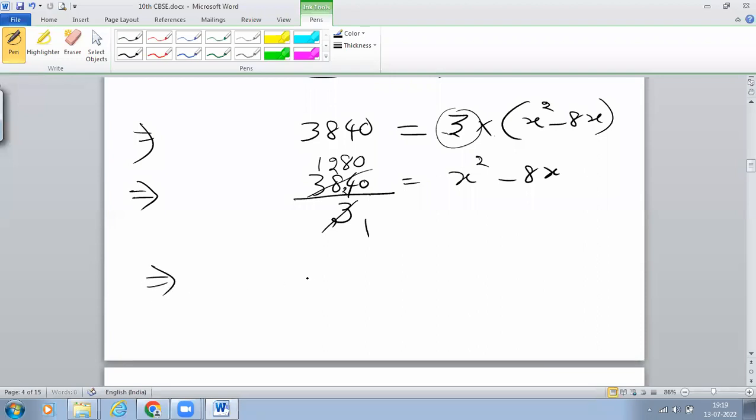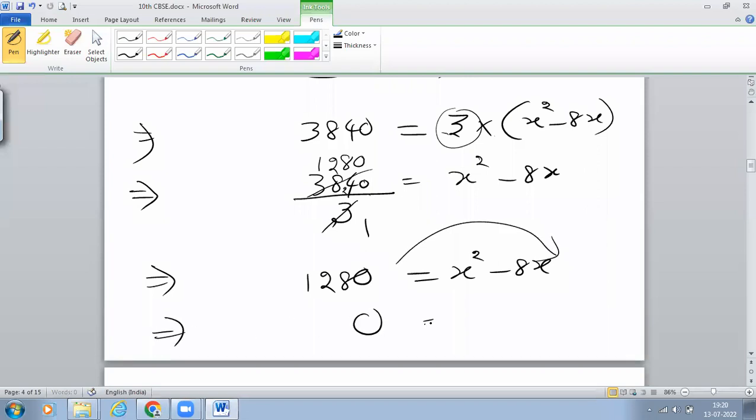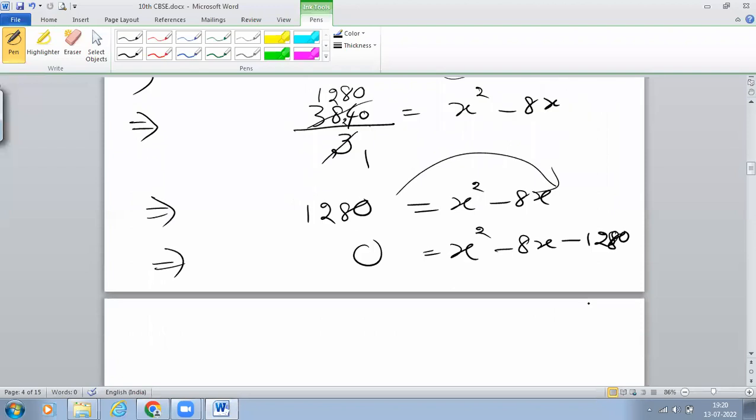Therefore, what we got? 1280 divided by 1 is 1280, which is equal to x square minus 8x. Now I'm going to take this 1280 to the right hand side. On the left hand side, nothing is there, so it becomes 0. So 0 is equal to x square minus 8x. This plus 1280, when taken to the opposite side, becomes minus 1280.